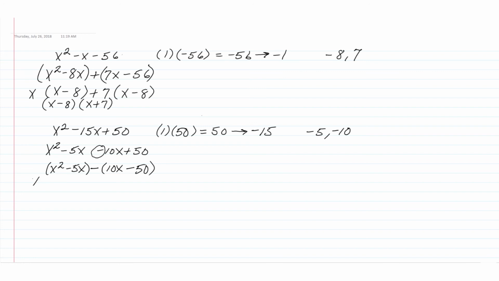I'm going to factor out my x, and that'll leave me x minus 5. And I'm going to factor out my 10, and that's going to leave me x minus 5. So my common factor is x minus 5. And when I pull that out, that's going to leave me x minus 10.